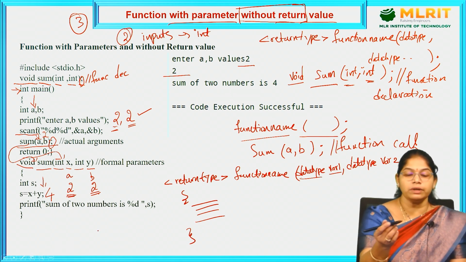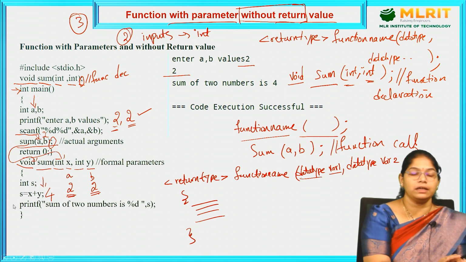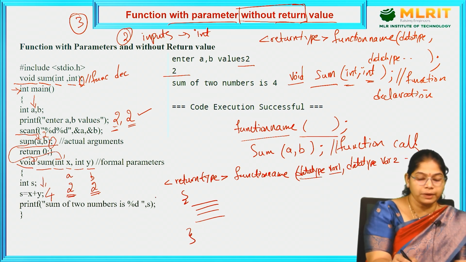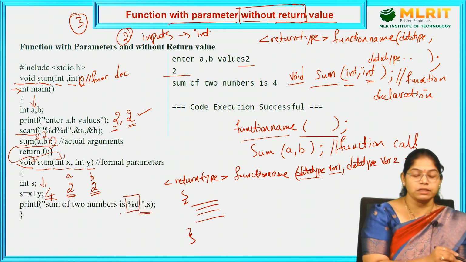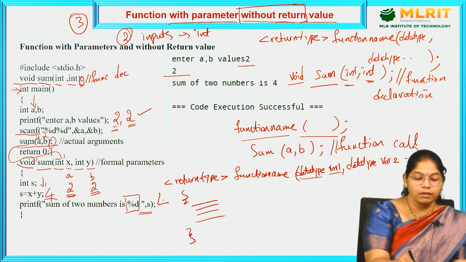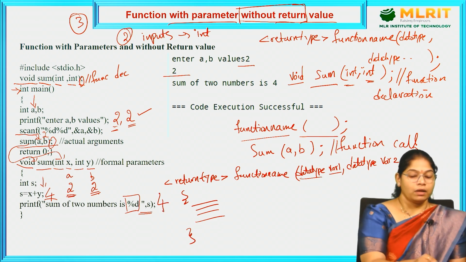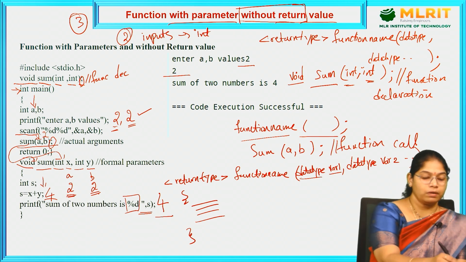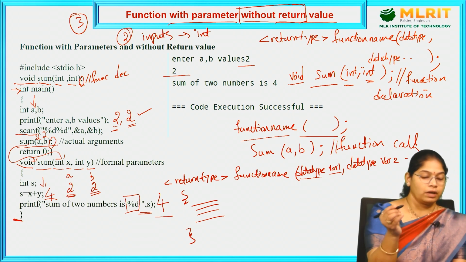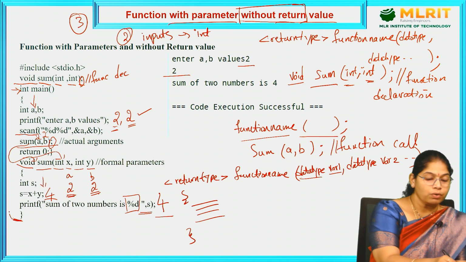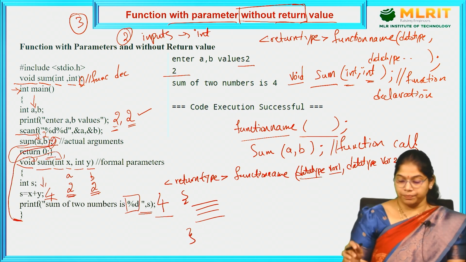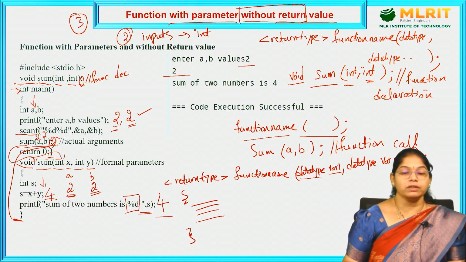Here only I am printing. Why? Because without return value, it should not return anything to the function call. So here I am printing the s value, 4, which is of type integer. So the format specifier is %d, then 4. So after printing this 4, the execution ends, and the control goes back to where the function was called. Then we have a return 0. This is about function with parameter without return value.